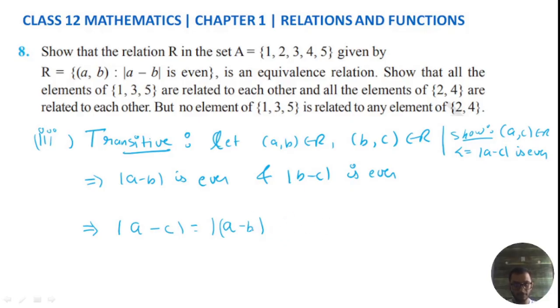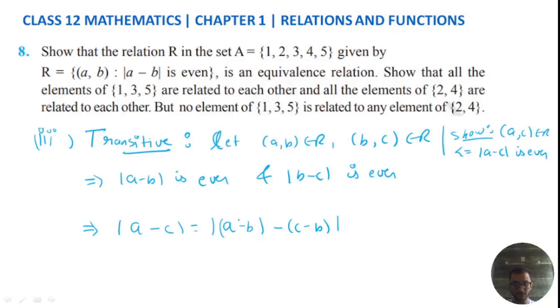Okay, a minus b plus c minus, okay, not plus, minus c minus b. Now it is correct, right? Because minus c plus b, b minus b plus b will cancel out, and we will remain with mod of a minus c. Now this part is even.